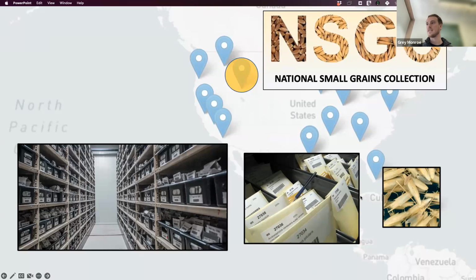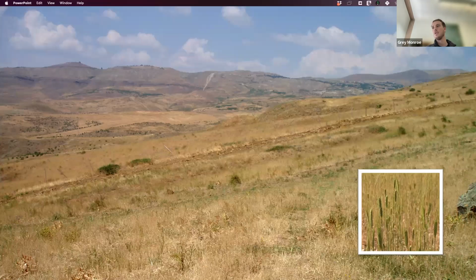Okay, so all these little packets of seed, where did they come from? These seeds didn't just magically appear. They were collected. So here's an example. Someone actually went out to an environment. This is somewhere in Turkey, I believe. And they're just literally looking for this plant. They're going and walking around and looking for specimens of this species, this organism.